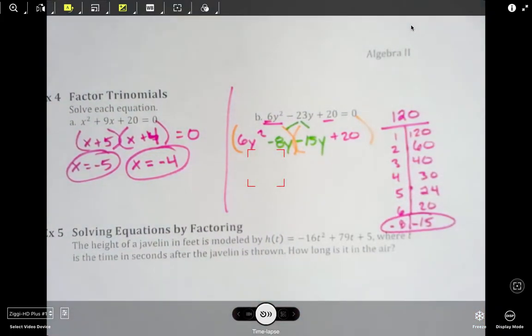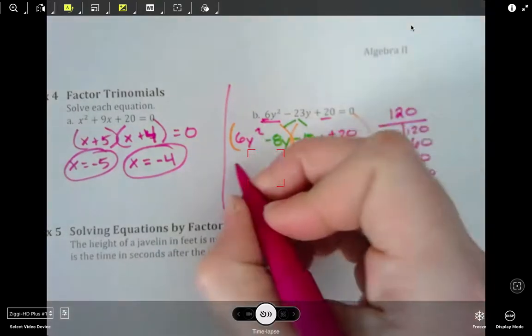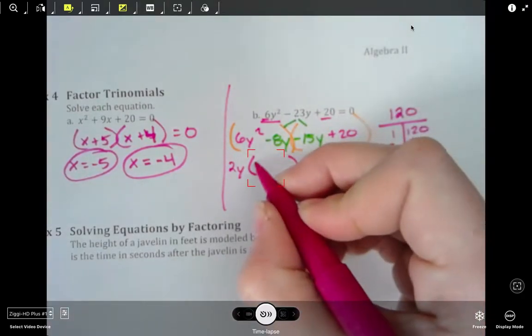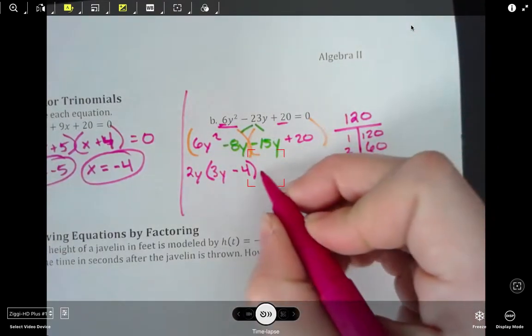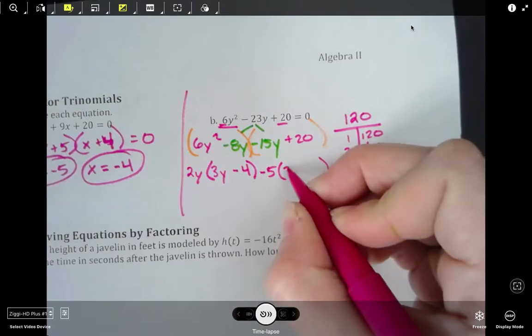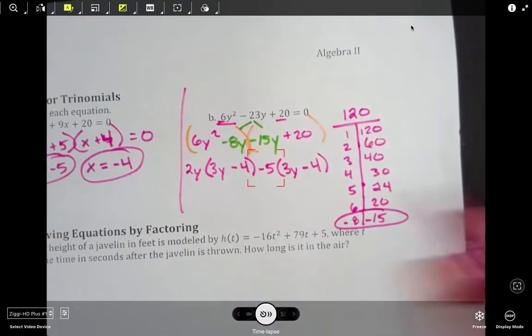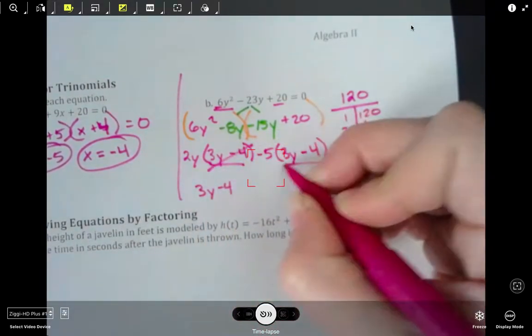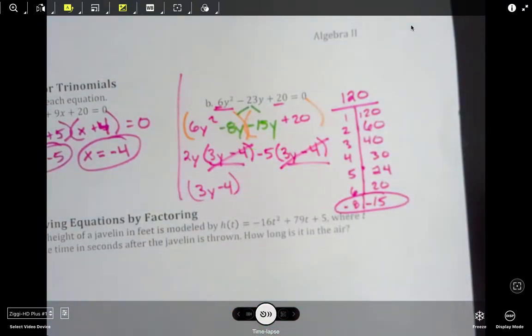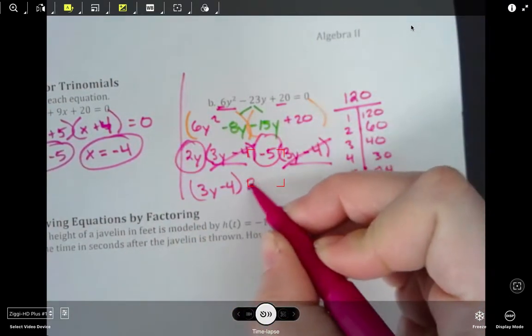Now I group them. We're almost done. What can come out of the first piece? 2 and y. And left over is 3y minus 4. Okay, what comes out of the second piece? Negative 5. And left over is 3y minus 4. So now I know I did it right because those two pieces are the same. 3y minus 4, if I pull him out, what's left over? 2y minus 5.